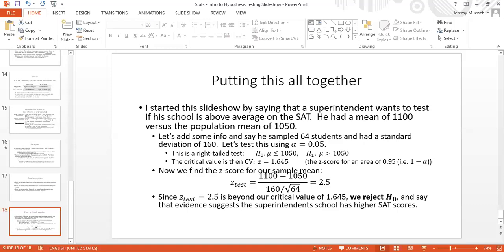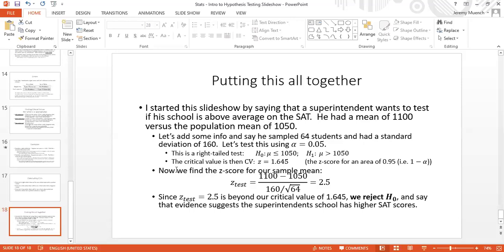And let's quickly go over something I skipped but really shouldn't have. It's a right-tailed test because we are caring about an increase specifically. He wants to know if the school is above average. He doesn't care if it's below average. So the null hypothesis should be that the mean is less than or equal to 1050. The alternative should be the mean is above 1050.